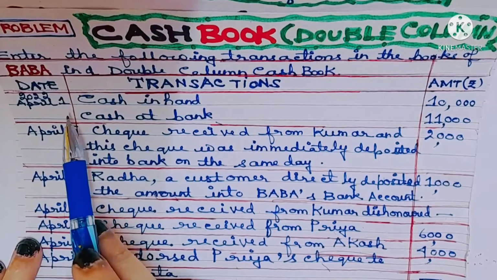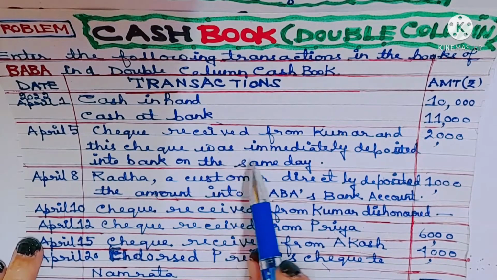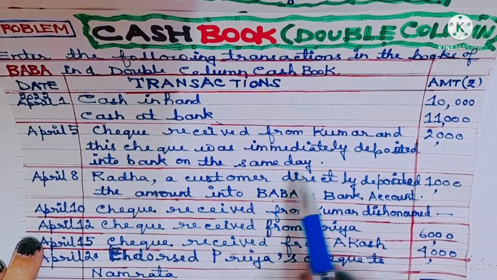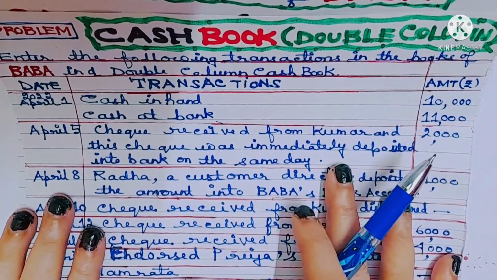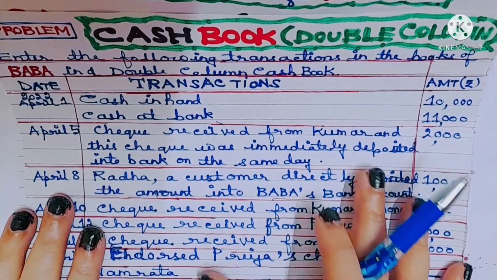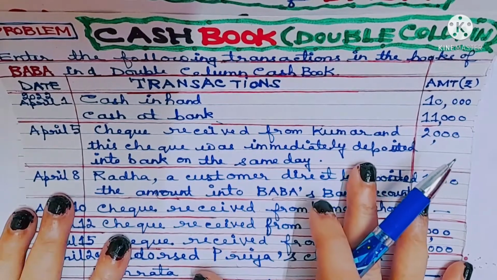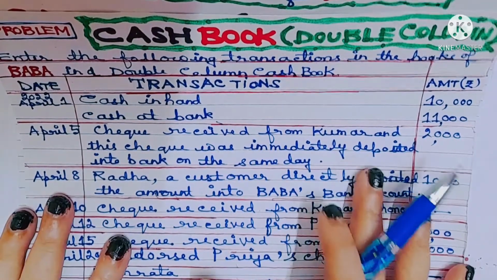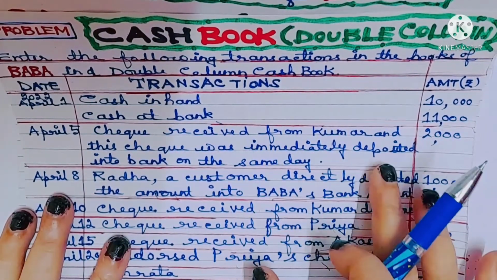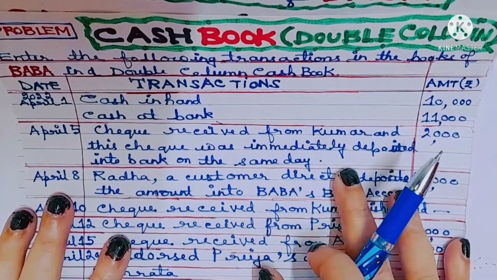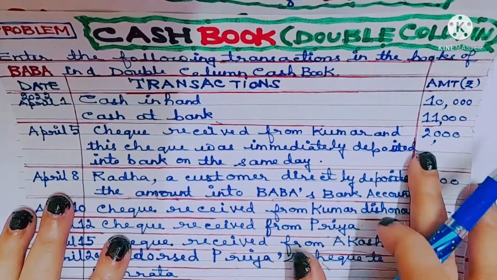The next transaction is on 5th April, check received from Kumar, and this check was immediately deposited into bank on the same day. That means if a check is received and deposited on the same day, what will be the journal entry? The journal entry will be bank account debit to Kumar account, because he is the giver of check. Since here check is received from Kumar and the check was deposited into bank on the same day, the journal entry will be bank account debit to Kumar account 2000.